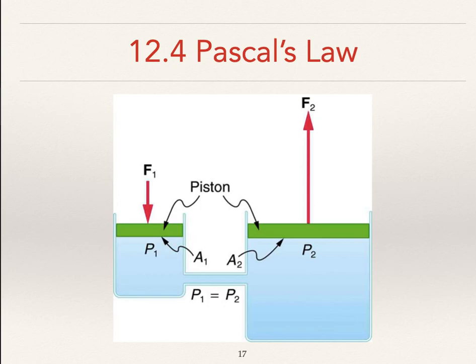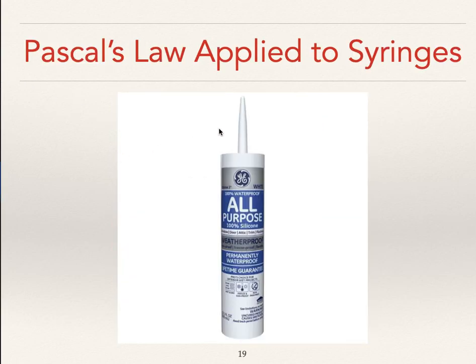Let's take a couple examples here. Here's a first example where we're going to exert larger force, but in return, we're going to get a more significant displacement. This could be a syringe. In this case, I don't have a syringe. I've got some weatherproofing, a silicone caulk here. But the idea is that you've got a large surface area down here, and you've got a much smaller surface area up here at the tip.